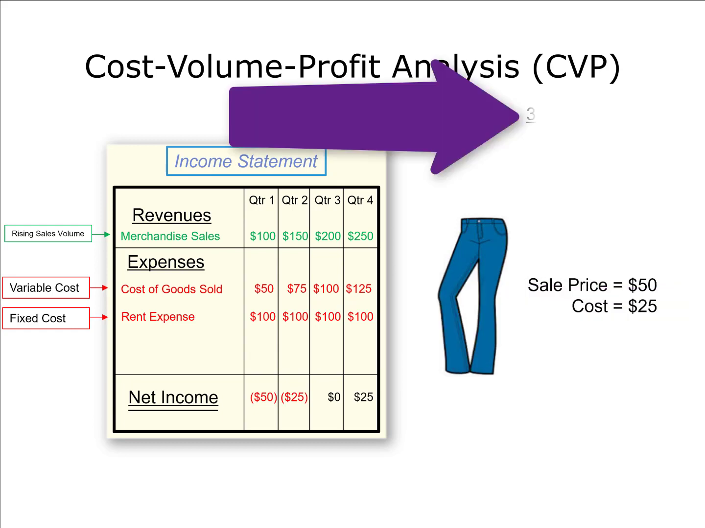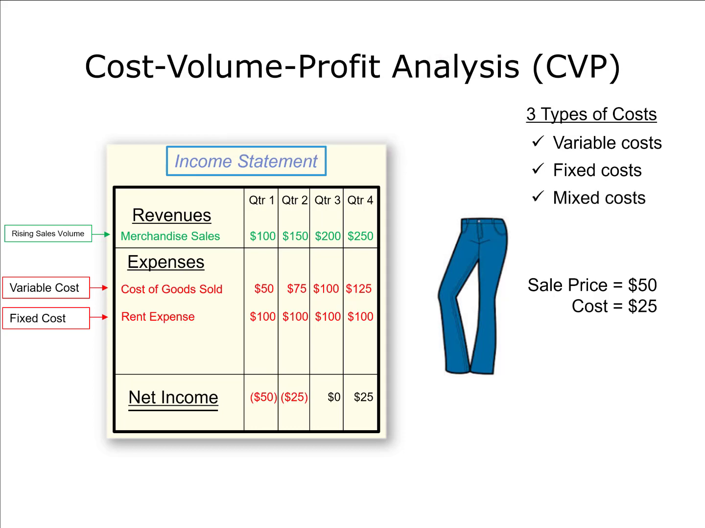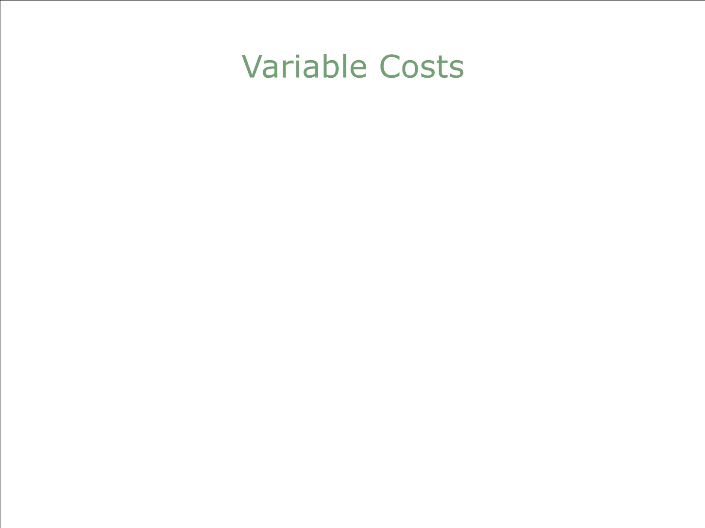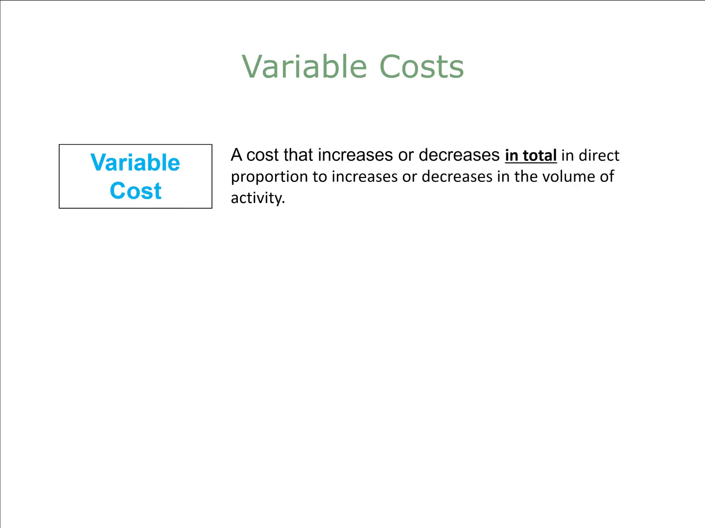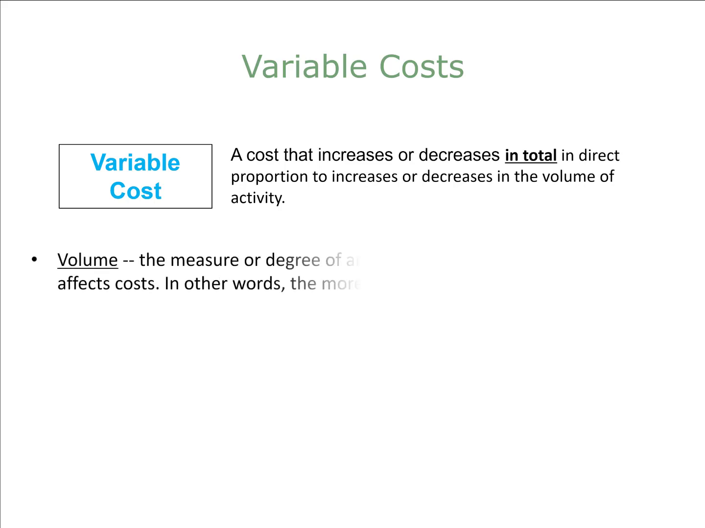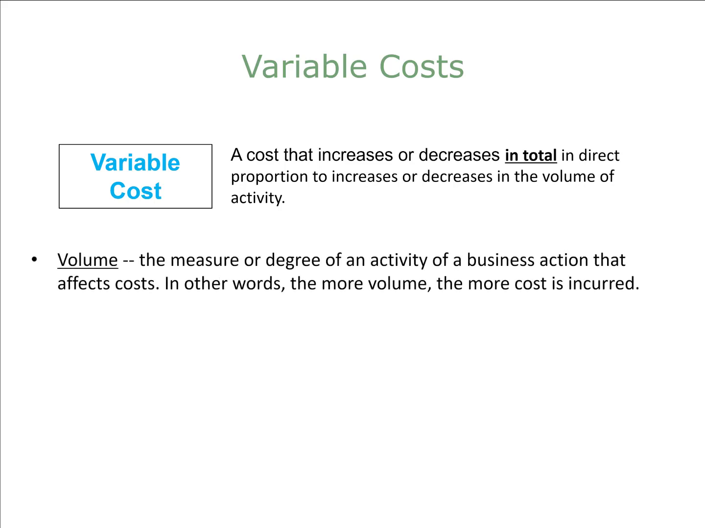So now we'll discuss the 3 different types of costs: variable costs, fixed costs, and mixed costs. So let's start with variable costs. Variable costs are costs that increase or decrease in total in direct proportion to increases or decreases in the volume of activity. So that leads to the question, what is volume? Volume is the measure or degree of an activity of a business action that affects costs. In other words, the more volume, the more cost is incurred.